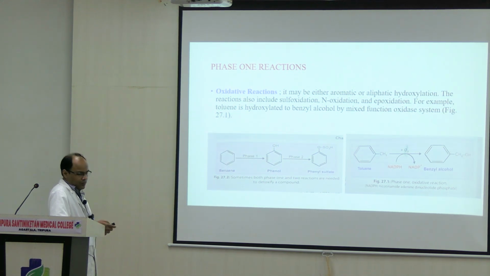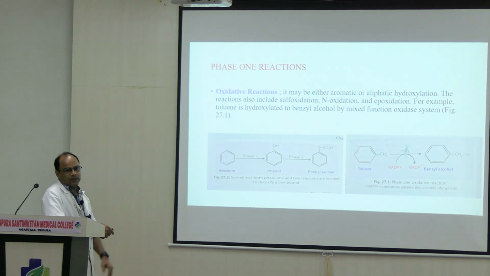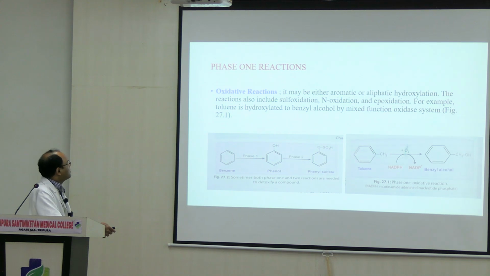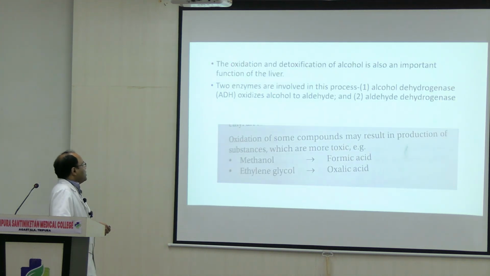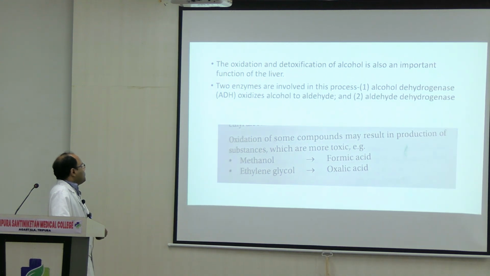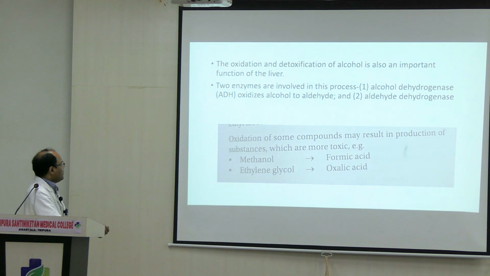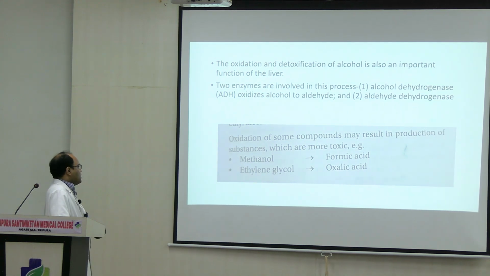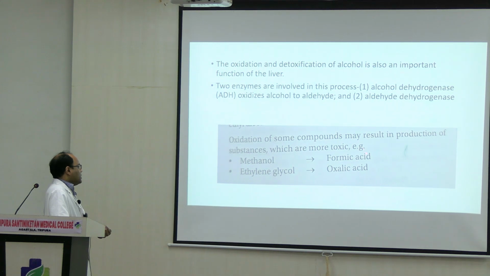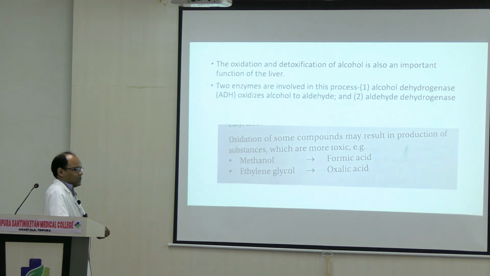Everyone has trained from the textbook, you don't have to write anything, just see this. The oxidation and detoxification of alcohol is also an important function of the liver. The enzymes involved in this process are alcohol dehydrogenase, which oxidizes alcohol to aldehyde, and aldehyde dehydrogenase. Oxidation of some compounds may result in production of more toxic substances, like methanol to formic acid, and ethylene glycol to oxalic acid.